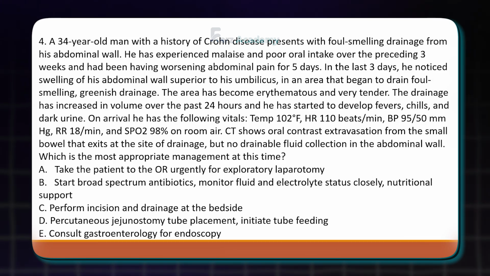So the options are: first, take the patient to the OR urgently for exploratory laparotomy. Second, start broad spectrum antibiotics, monitor fluids, electrolyte status closely and nutritional support. Third, perform incision and drainage at the bedside. Fourth, percutaneous jejunostomy tube placement and initiate tube feeding. Fifth, consult gastroenterology for endoscopy.